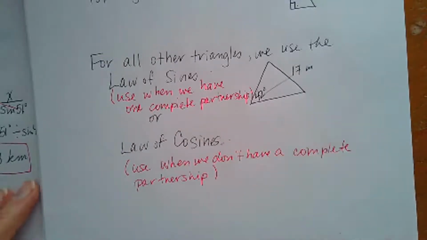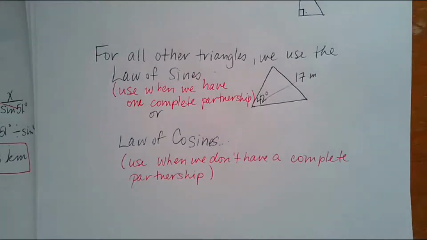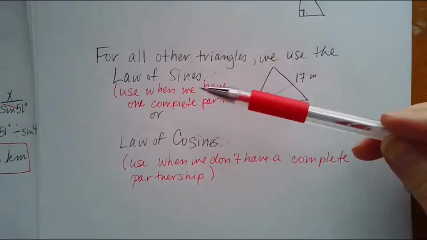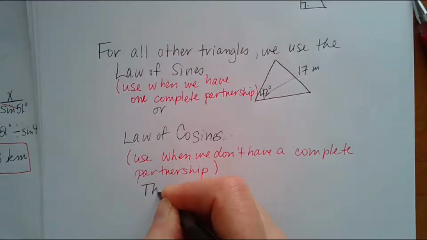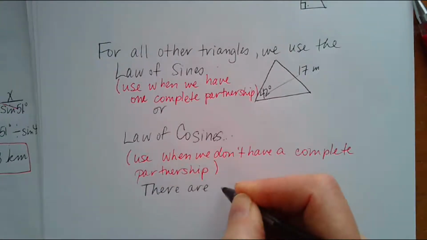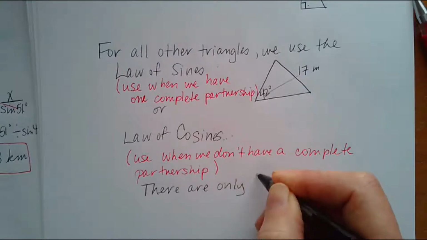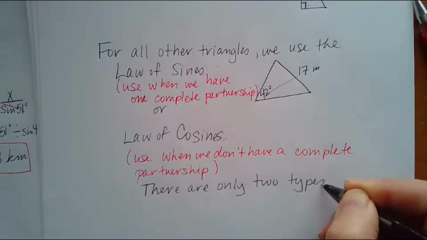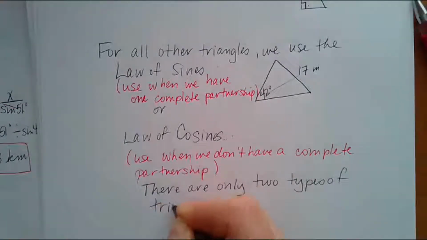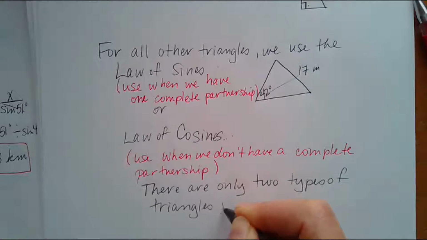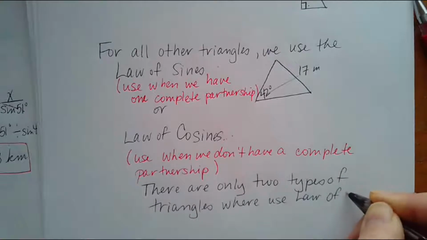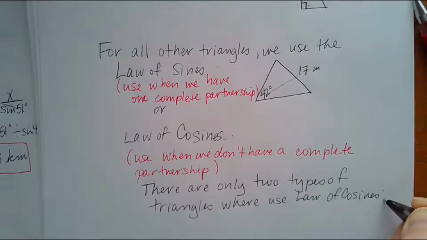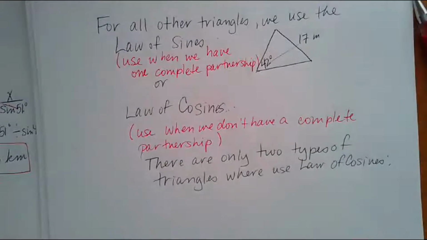Okay, so this happens. It's easier for me to tell you when to use the law of cosines than when to use the law of sines, because there's lots more circumstances where you're going to use the law of sines, which is why we did it first. There are only two types of triangles where we use the law of cosines. Okay, so that makes it kind of easy. I think it's easy to recognize.